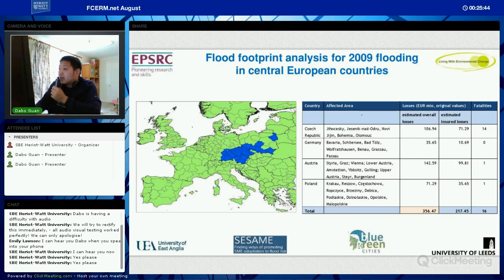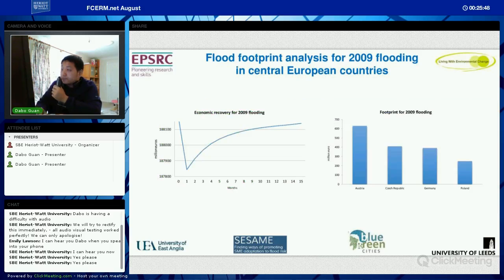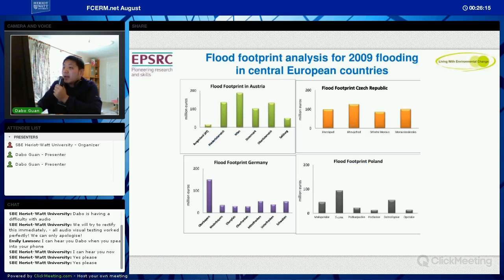This is coming from the Munich Re data set. For the flood footprint for 2009, again, it takes roughly 15 months to recover for those countries and regions. For the distribution of the flood footprint between the countries, Austria was about 600, the Czech Republic and Germany are pretty much equal at around 400 million euros, and Poland is slightly smaller.